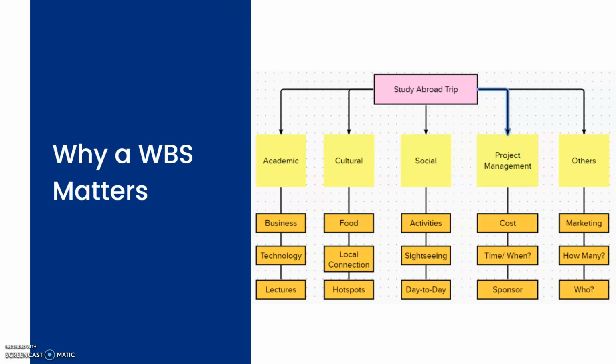So with all these in place, we can look at, okay, there's 5 aspects to this trip. With each one of these things, we can go, okay, for example, what's the cost of the trip? Who's going to sponsor it?